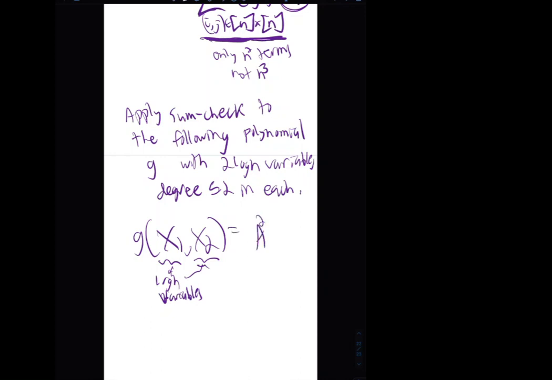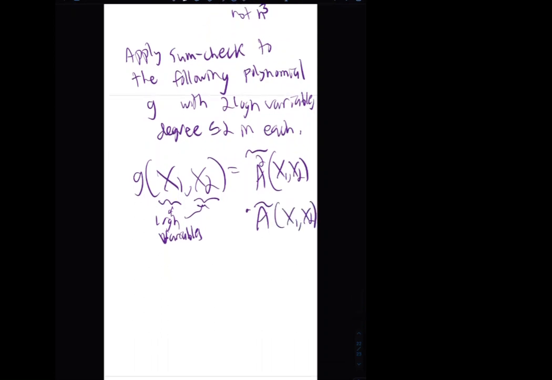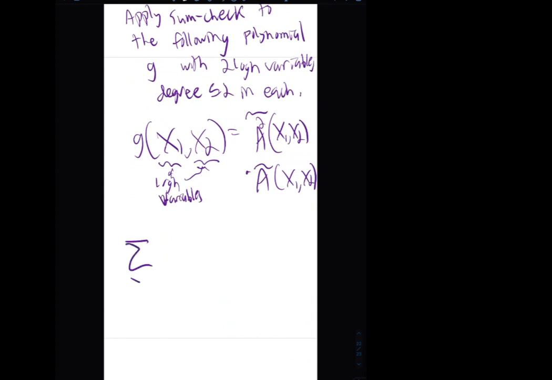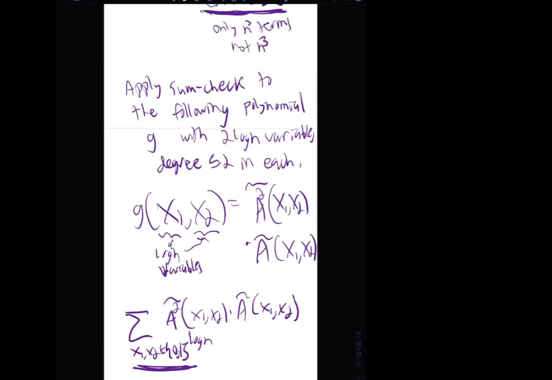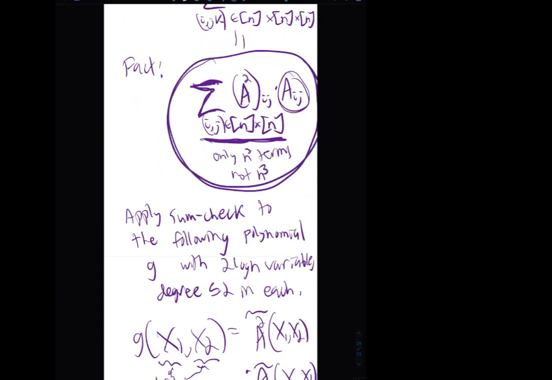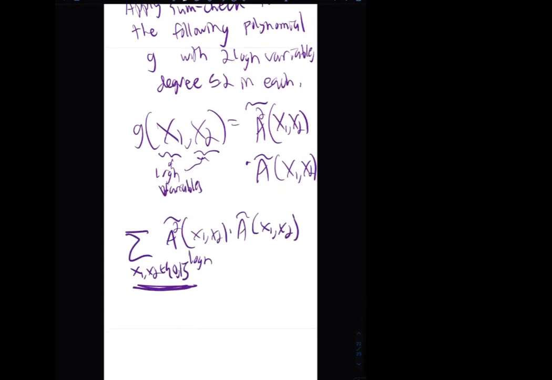Equals, okay, so the multilinear extension of A squared evaluated at x1, x2 times the multilinear extension of A evaluated at x1, x2. So you apply sum check to that and you wind up computing the sum over all x1, x2 in {0,1}^log n of A squared twiddle(x1, x2) times A twiddle(x1, x2). And, by the same reasoning as before, with everything being extensions and us only summing over Boolean things, that exactly equals this sum here. So applying sum check to this g will give us the number of triangles in the graph.